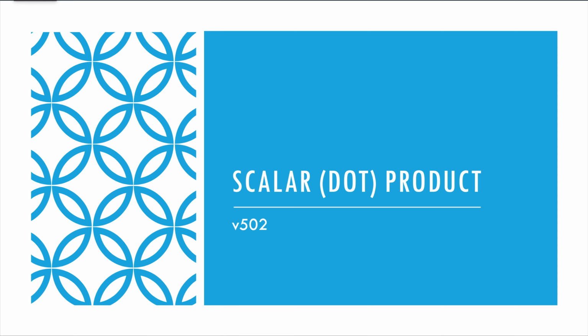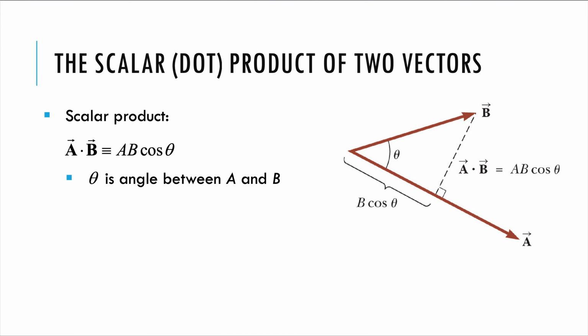The scalar product is also called a dot product. The scalar product is a type of product between two vectors. The thing about this type of product is, as the name implies, it gives us a scalar. So when you take the scalar product or the dot product of two vectors, you get AB, which is the magnitude of A and B, times cosine of theta, where theta is the angle between A and B.